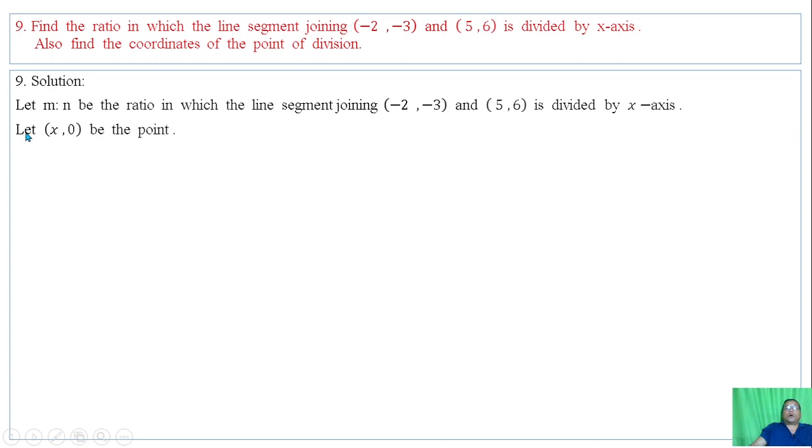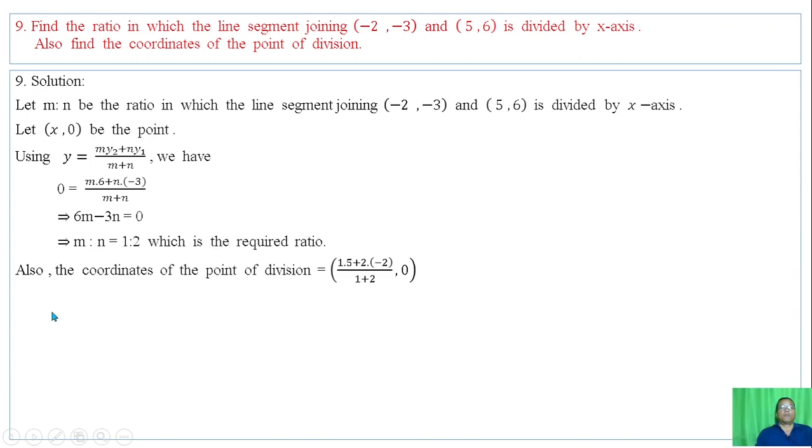Then any point on the x-axis is (x, 0), be the point. Then using the y formula, we have y equal to 0, and m times y2 is 6, y1 is -3, and solving for m. Also the coordinates of the point of division, using the formula, putting the values of m and n, we get this, simplifying (1/3, 0).